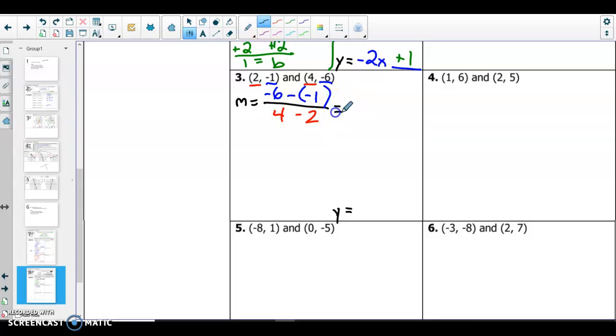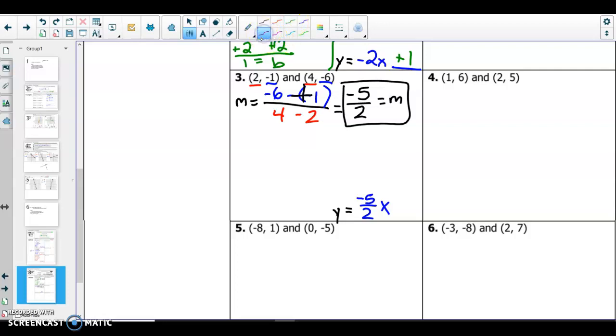Great. Equals -6 plus 1 is going to be negative 5. And then 4 minus 2 leaves us with 2. Here's our slope. What a horrific slope, but just the same, it fits into our equation: negative 5 halves x.